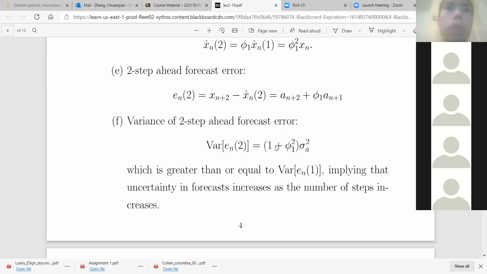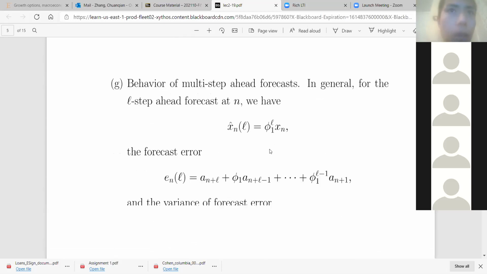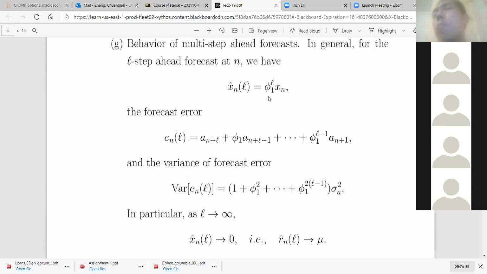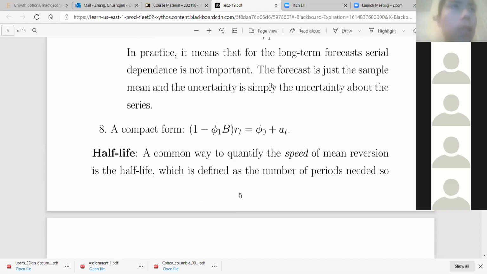So I think we have summarized a lot. This is the extension for the M periods ahead forecasting, and I think we didn't mention it in our assignment so far, so you probably don't need to read much into that. Okay.